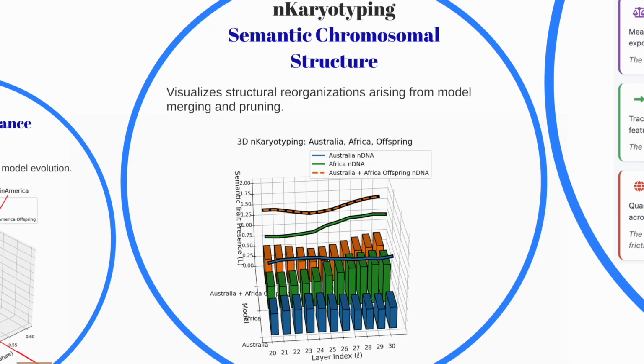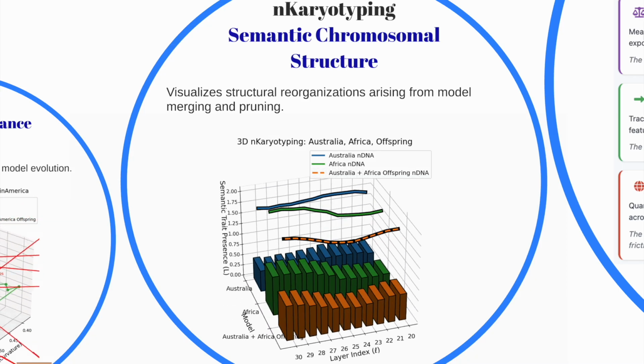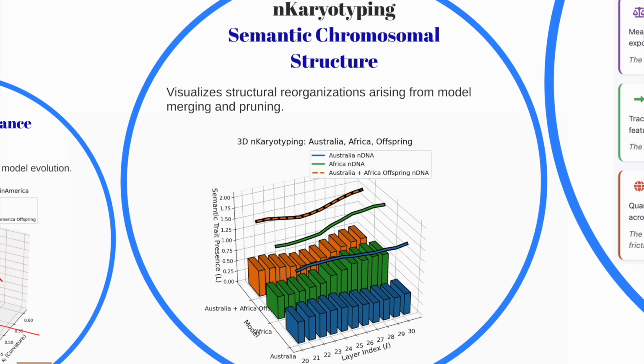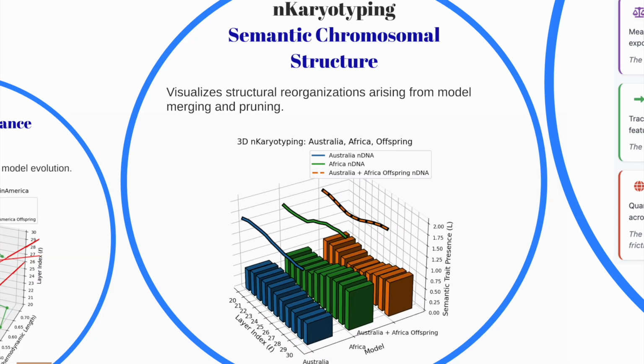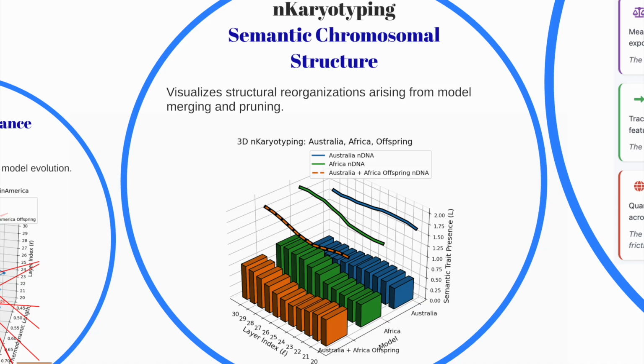Enkaryotyping, semantic chromosomal structure: a diagnostic that maps where semantic building blocks live across depth and how they get reorganized by merging, pruning, or heavy fine-tuning. Think of it as a karyotype for models. Instead of chromosomes and bands, we chart concept blocks stacked by layer.